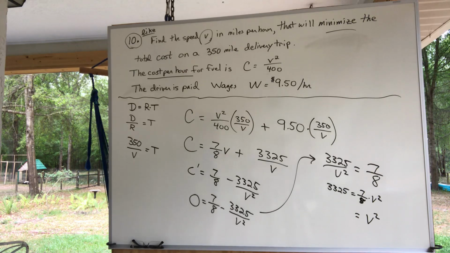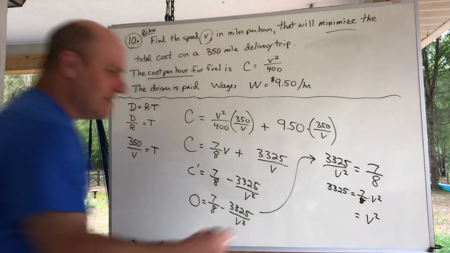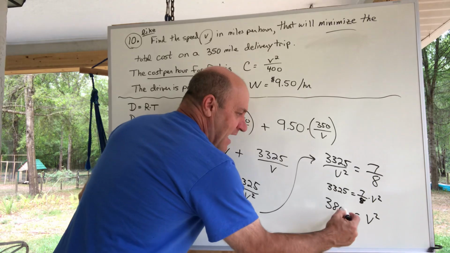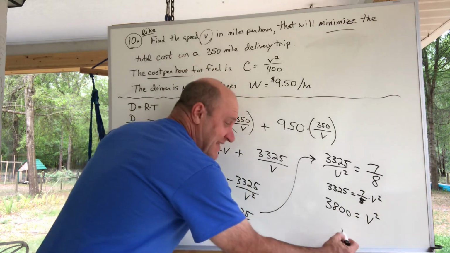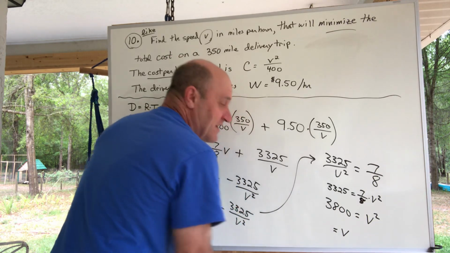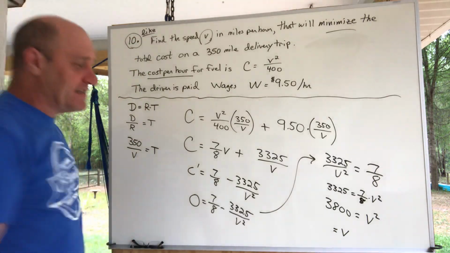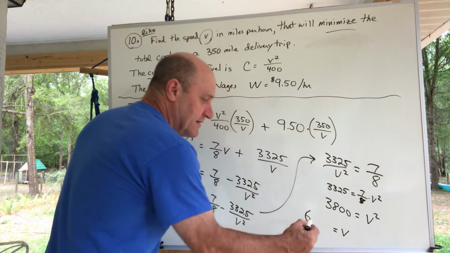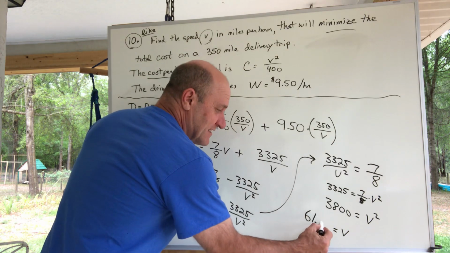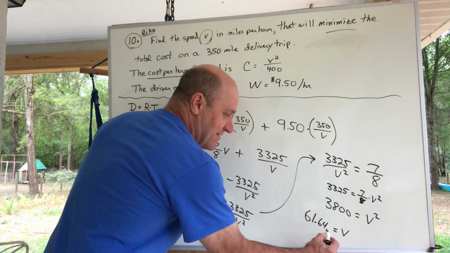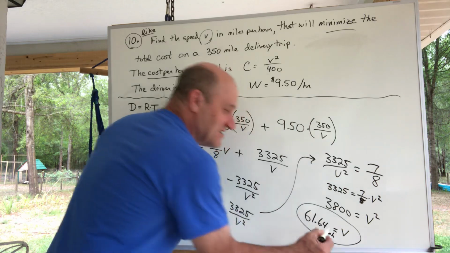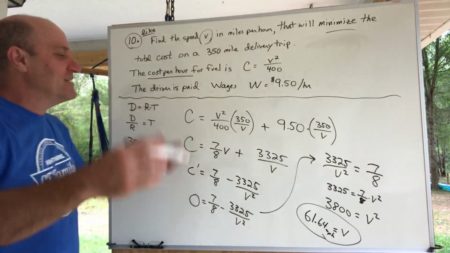3325 times 8/7, what is that, 3,800? 3,800, I could have done that in my head. Take the square root and we get the answer v. The answer v is the square root of 3,800. I'd like to know what that is. It's roughly 60-something miles an hour. 61.64 miles per hour. That's the speed he should drive to minimize cost.